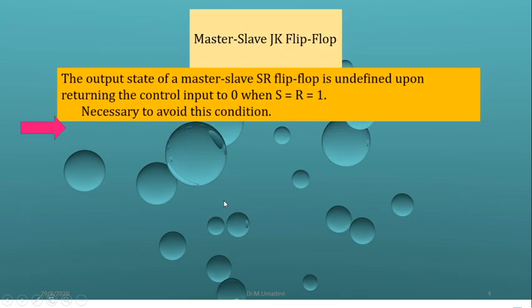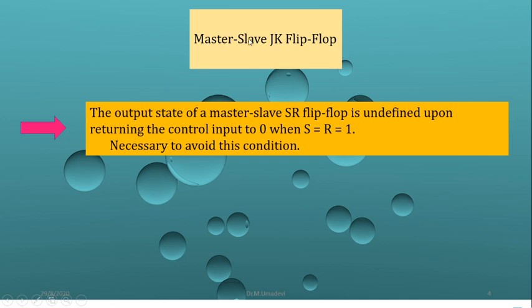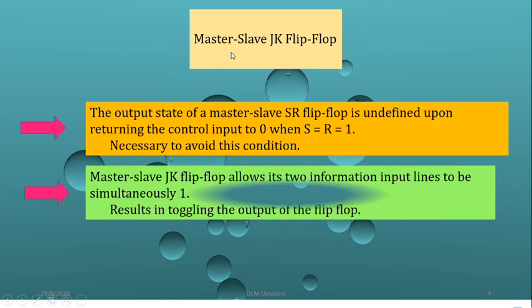Why are we going for master slave JK flip-flop? The output state of a master slave SR flip-flop is undefined upon returning the control input to 0 when S is equal to R is equal to 1. That is, the condition is invalid. So this condition has to be avoided, and this can be rectified with the help of the master slave JK flip-flop. This master slave JK flip-flop allows its two information input lines to be simultaneously worked. The result is toggling the output of the flip-flop.